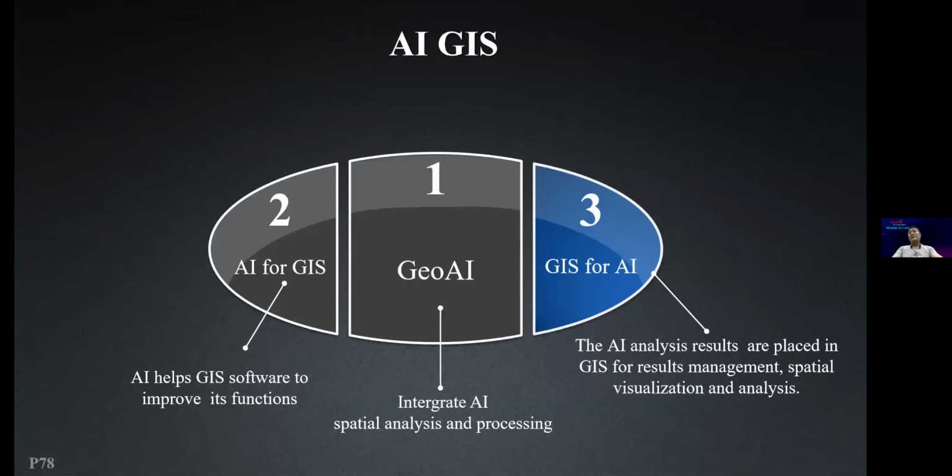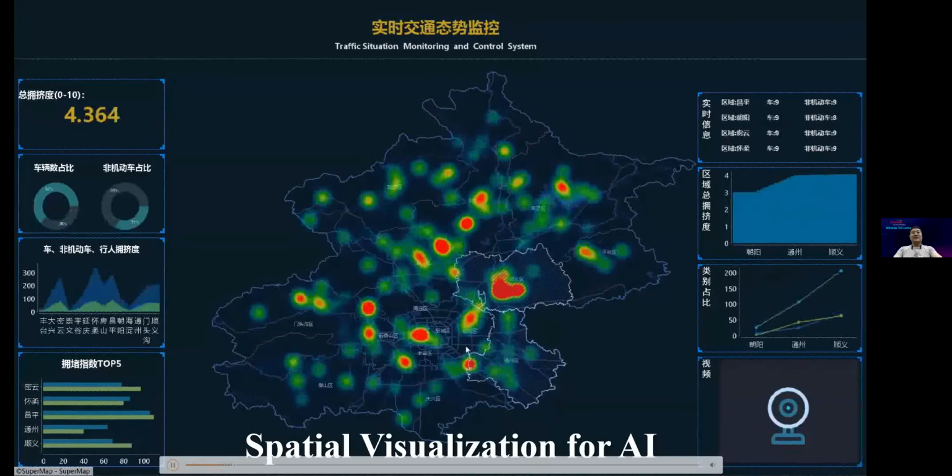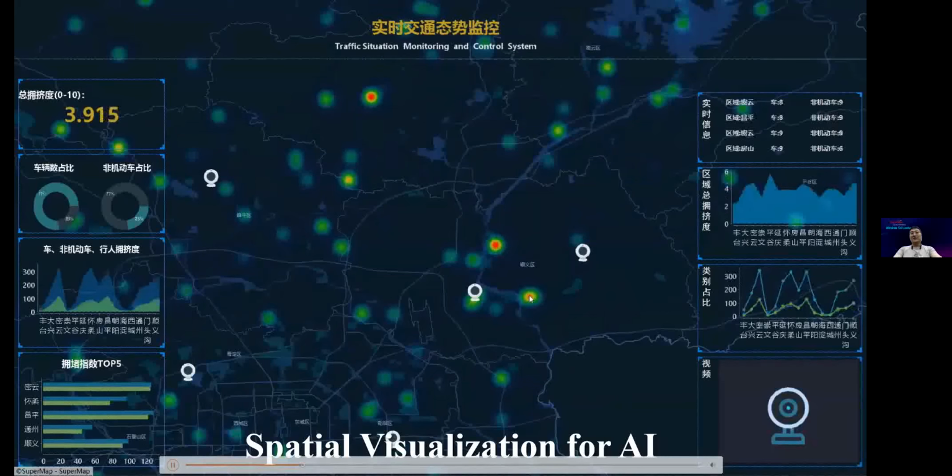Okay, the third part of AI GIS is the GIS for AI. GIS for AI means the AI analysis results are placed in GIS for results management, spatial visualization, and analysis, such as this is a spatial visualization for AI. This is a traffic situation monitoring and control system.